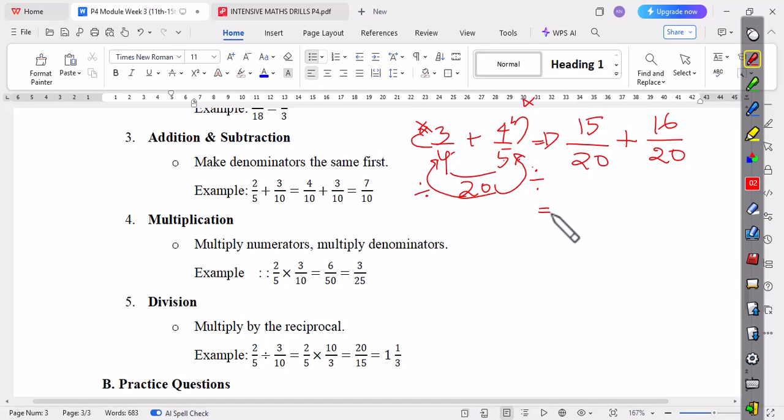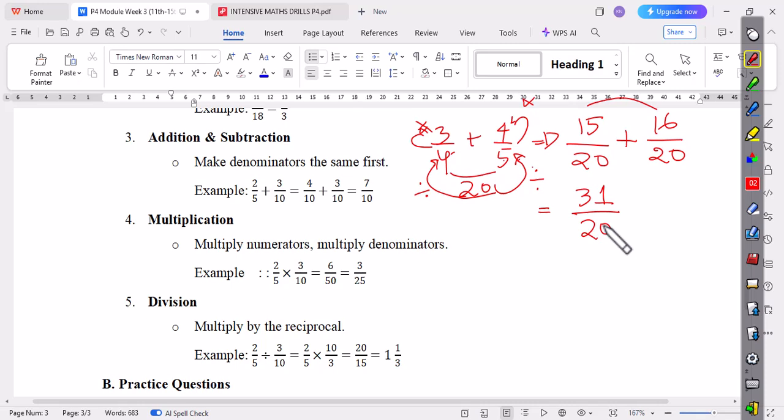After that, the rule to do the addition and subtraction of fractions is to make sure the denominators are the same. If the denominators are the same, we only need to plus or minus the numerators. So we have here 15 plus 16 is 31 out of 20. And for this one, we need to make it the simplest form.